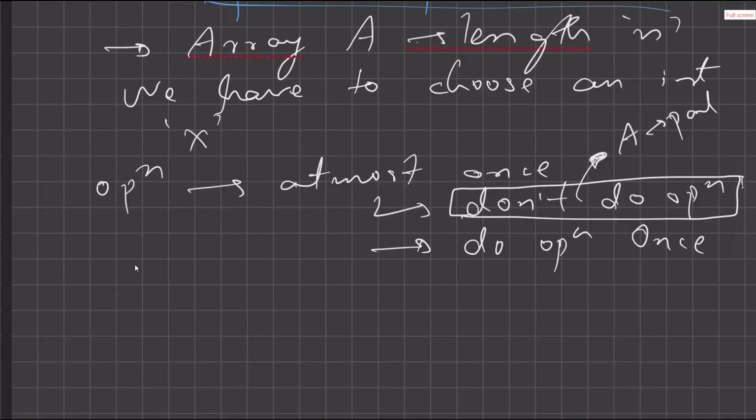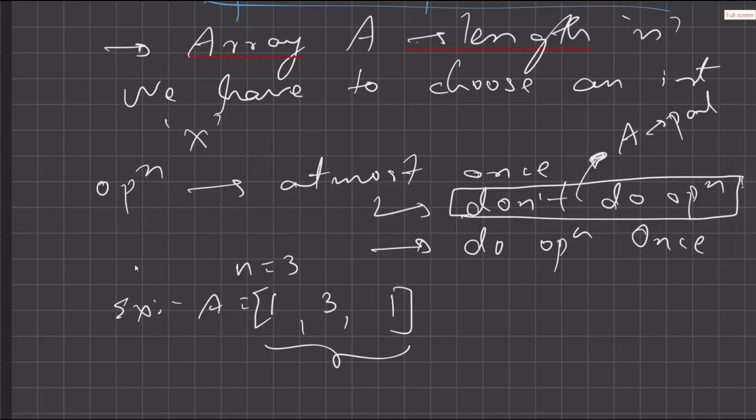I'll tell you. Let's say for example we are given an array 1 3 1 whose length is 3. In this case, as you can check, the array is already a palindrome. I think all of you know the definition of a palindrome. A palindrome is basically, if you read the elements from left to right and from right to left, both have to be the same.